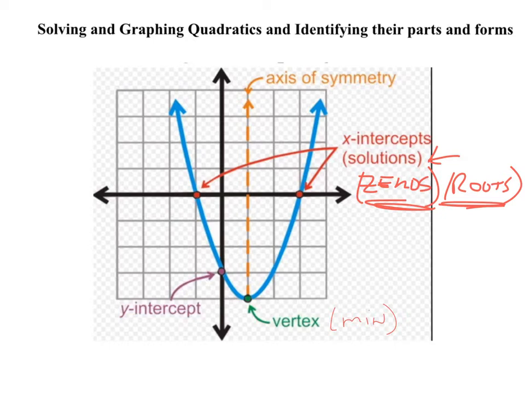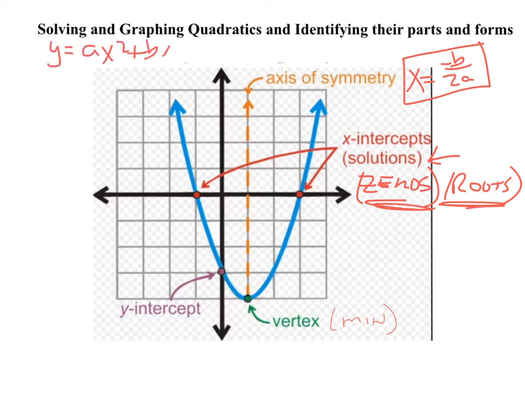And we need to talk also about the axis of symmetry. That's the line that comes right down the middle here. You do have a formula for it. It's called x equals negative b over 2a. That's your formula, and you can get the b and the 2a from your equation. If you have it in y equals ax squared plus bx plus c form, you can quickly pull out the a and the b and use this formula.